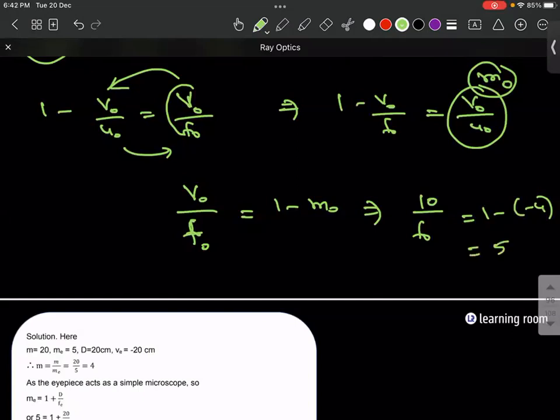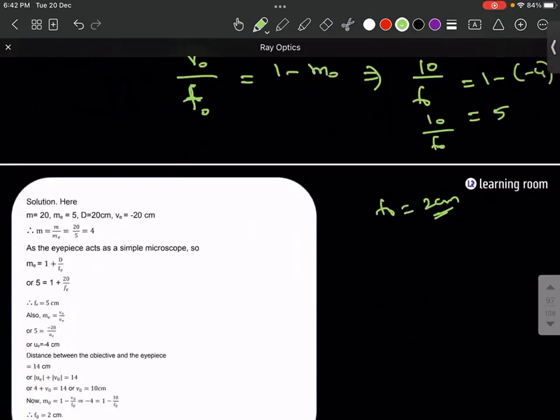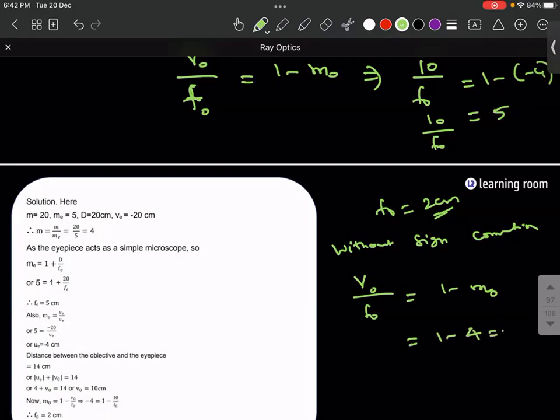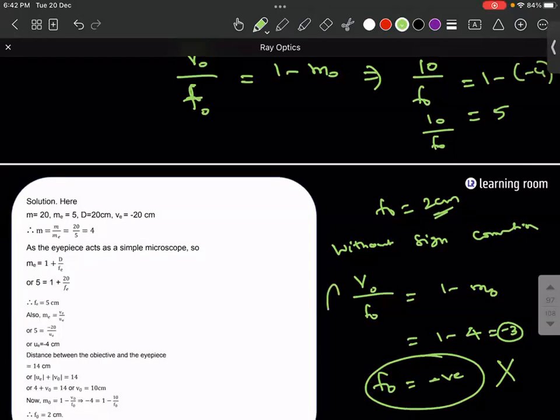Right, this will be 5. This will be 10 divided by F naught. So F naught will be equal to 2 centimeter. Why was the previous one wrong? If I do it without sign convention, you get V naught divided by F naught is equal to 1 minus M naught, so 1 minus 4, which is minus 3. Means focal length will come out to be negative, which is wrong for a convex lens. Okay, this is where I made the mistake.